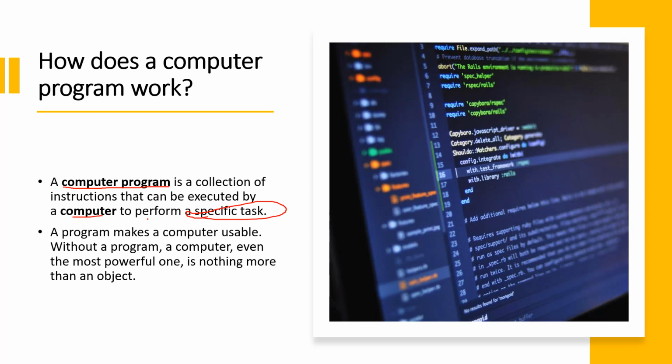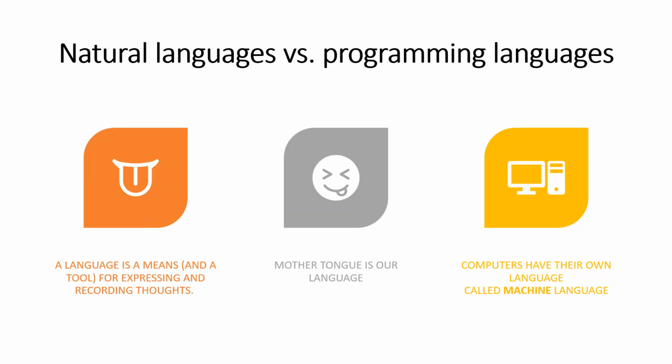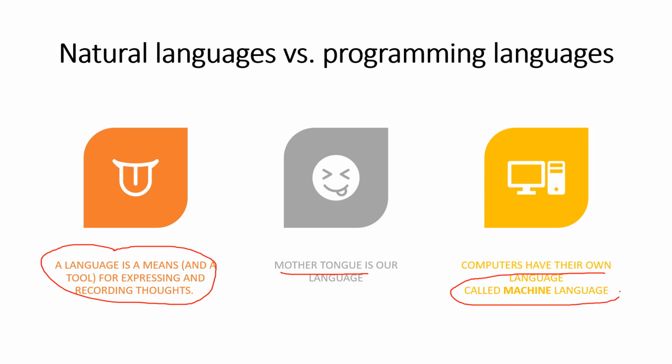You can search on Google and you will get the basic information on how a computer program works. Then natural languages and programming languages is another common point. A language is a tool for expressing and recording thoughts. We use our mother tongue to communicate and live in society. Computers have their own language, which is called machine language.